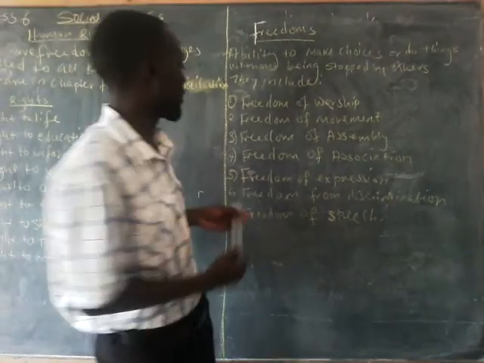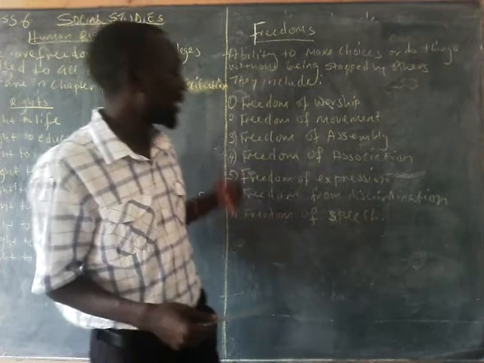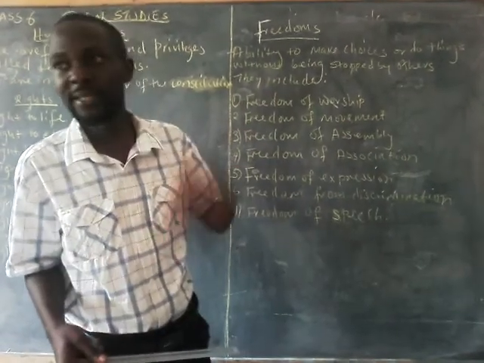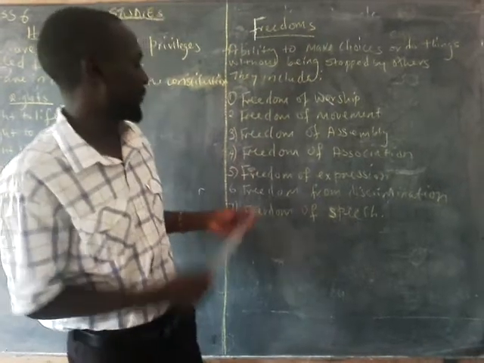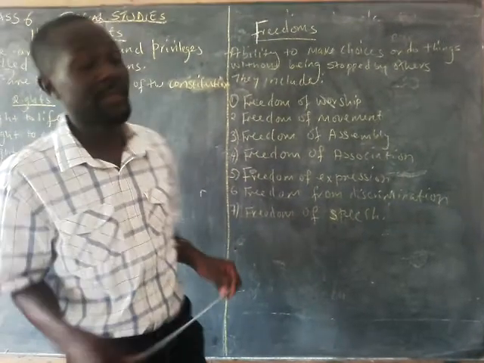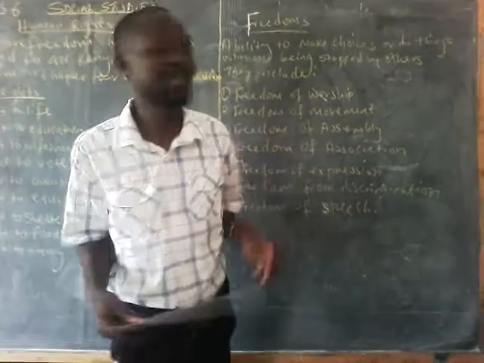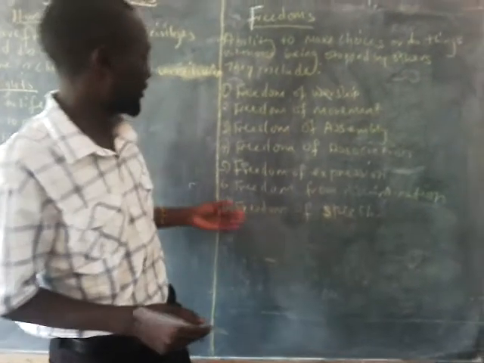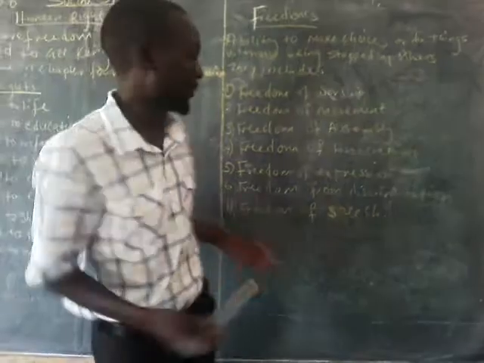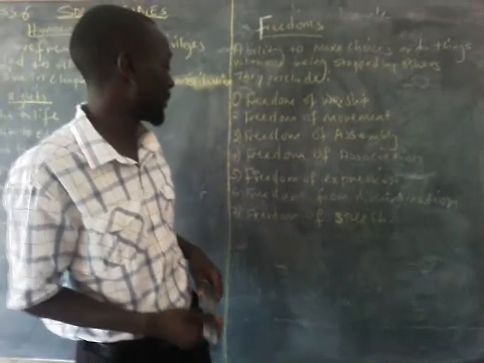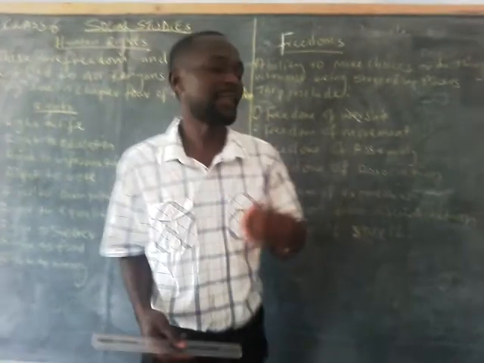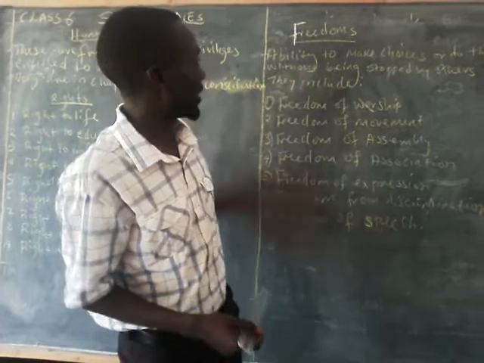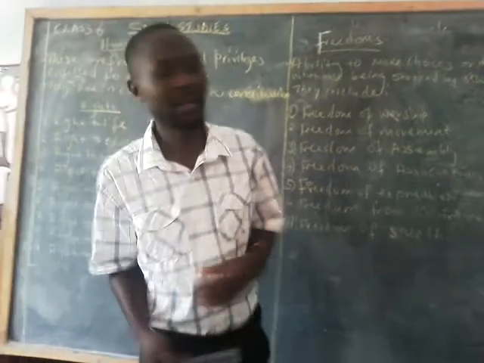Then freedom of expression. Each and every person has that freedom to express his or her ideas, to express his or her opinions. Then another freedom is freedom from discrimination. Each and every person has that freedom. Nobody is supposed to discriminate against you. Then freedom of speech. This is another freedom where you are supposed to be heard. You are supposed to be listened to. So those are some of the freedoms and the rights that are contained in our constitution.